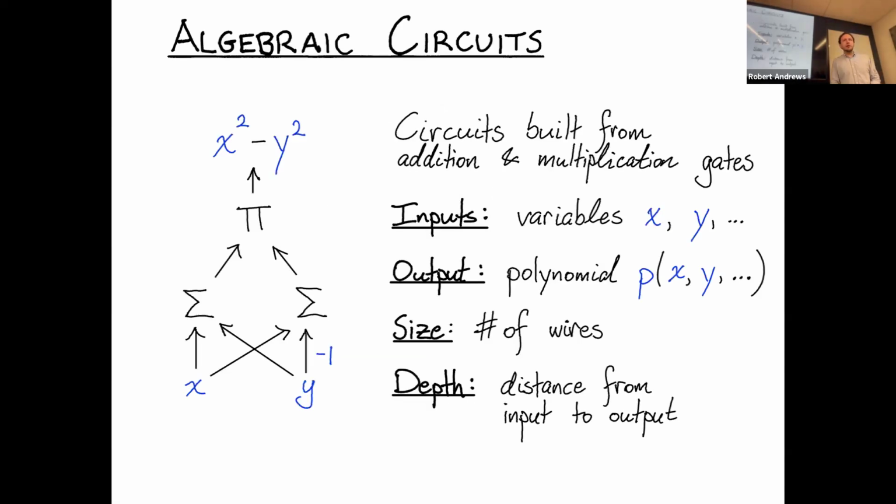Okay, so what are we talking about? This is algebraic complexity, which I know is super popular here. Everyone works on it. But I just want to make sure we're all on the same page with respect to the model.